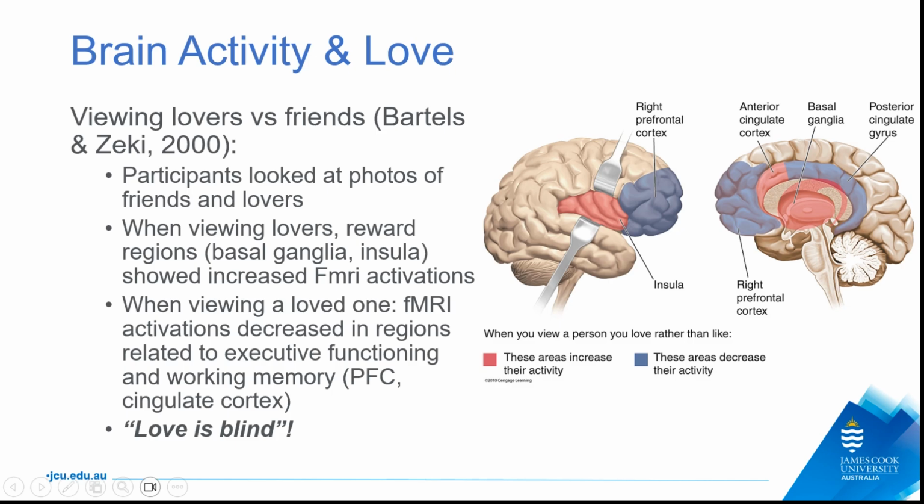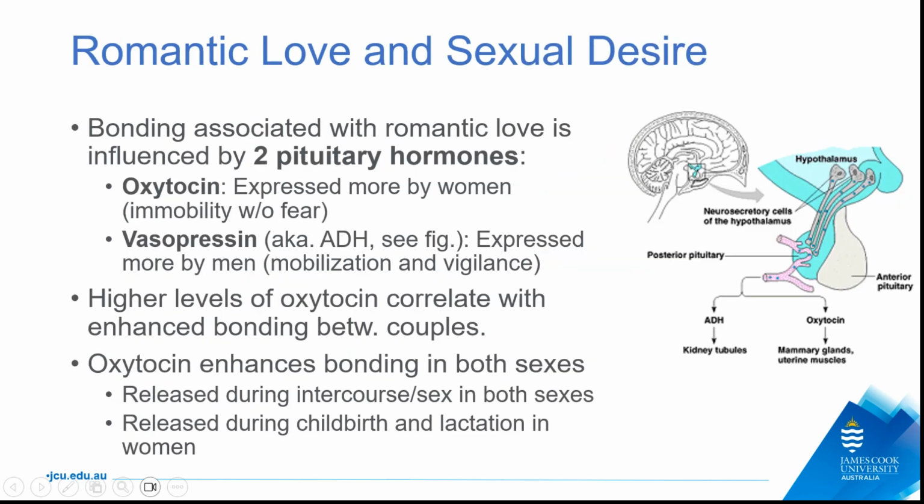Now, the next slide: romantic love and sexual desire. I know that some of you are writing on these two hormones: oxytocin and vasopressin. Vasopressin is also called ADH, which stands for antidiuretic hormone. Both of these hormones are secreted by our pituitary gland, and this pituitary gland is attached to our hypothalamus, remember?